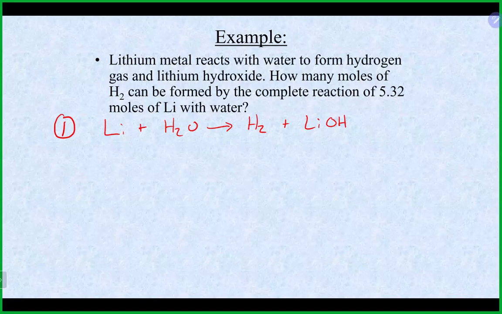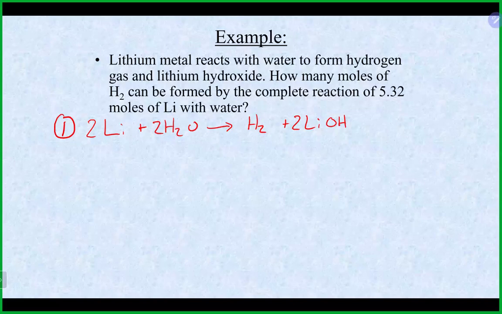At that point, I think you're just going to need a 2 there, and a 2 there, to balance. So we've got 2 lithiums on each side, 4 hydrogens on the left, 4 on the right, 2 oxygens on the left, and 2 on the right. So we are balanced in this particular case. And again, proper formulas, then balancing with coefficients.